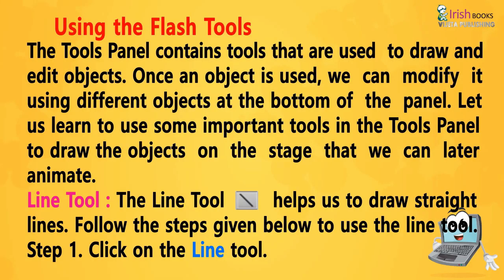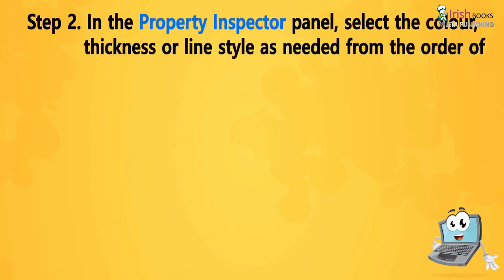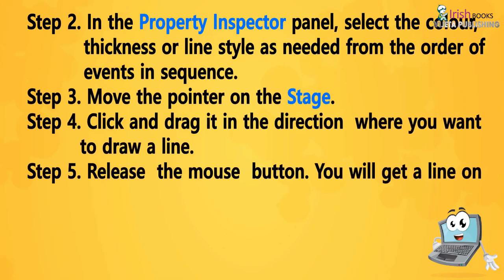The line tool helps us to draw straight lines. Follow the steps given below to use the line tool. Step 1. Click on the line tool. Step 2. In the Property Inspector panel, select the color, thickness or line style as needed. Step 3. Move the pointer on the stage. Step 4. Click and drag it in the direction where you want to draw a line. Step 5. Release the mouse button. You will get a line on the stage.